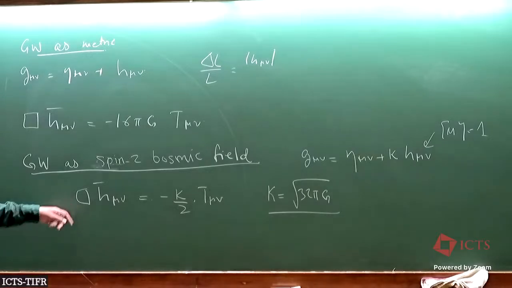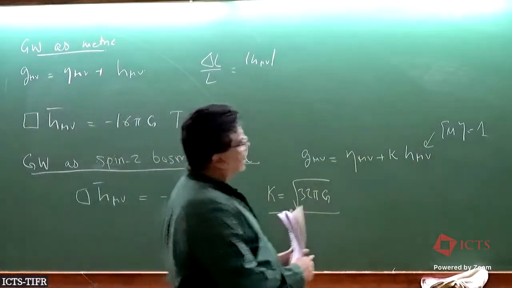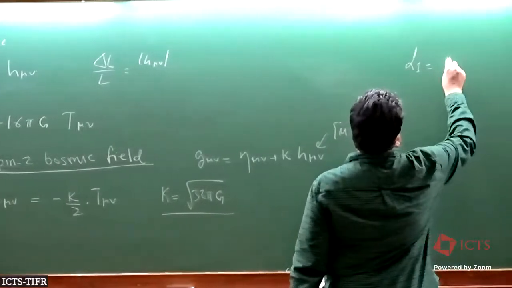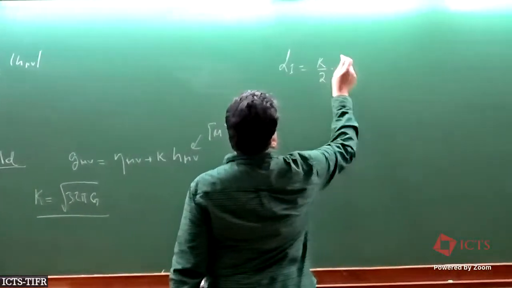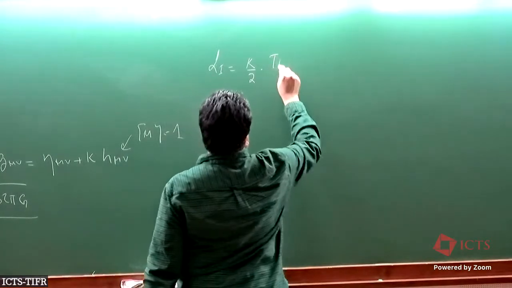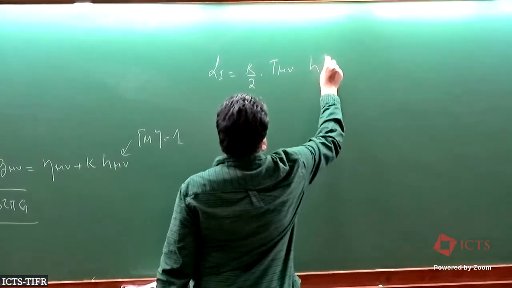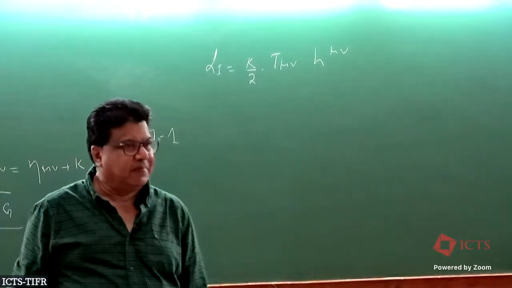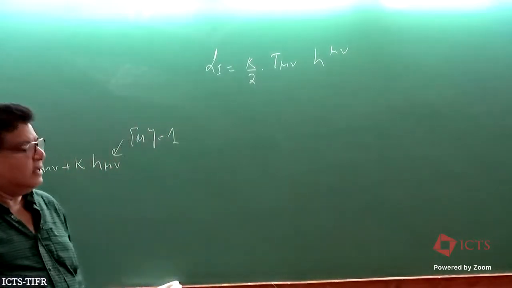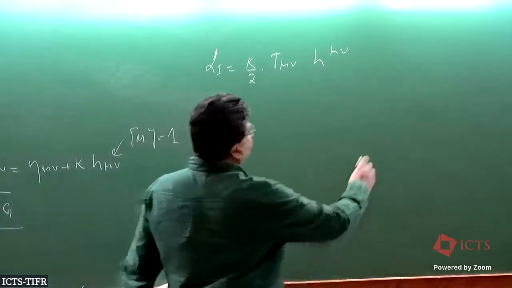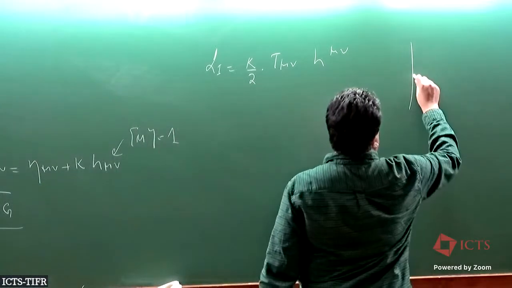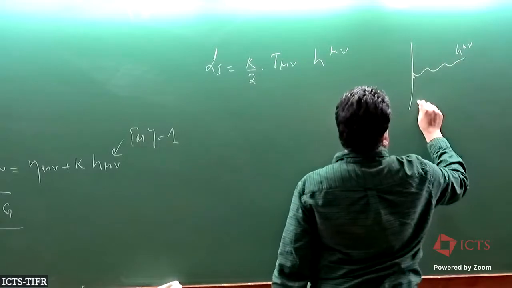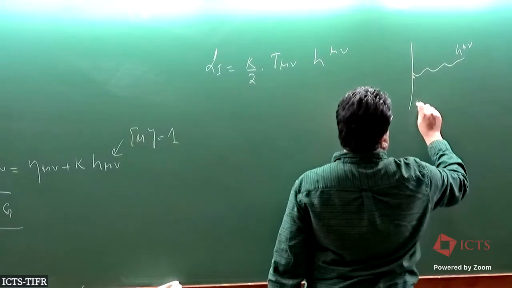So when you have this equation, it means that in the interaction Lagrangian, your interaction is kappa by 2 T mu nu h mu nu. This is the interaction between matter and gravitons. Okay. So this is h mu nu and this is your T mu nu.